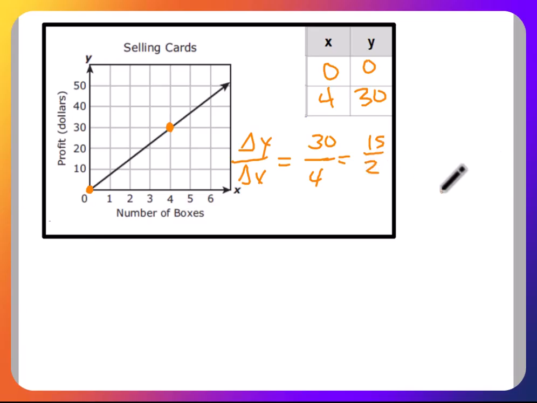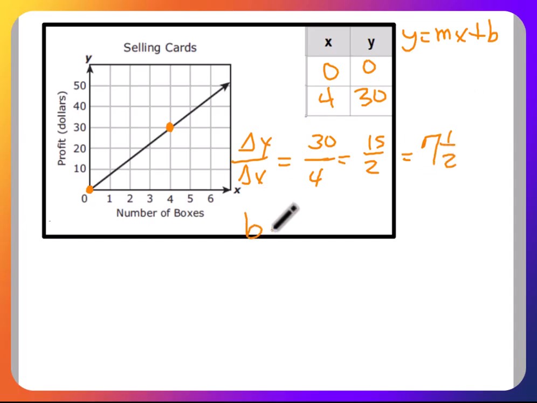You are more than welcome to leave it improper. That is fine. There is nothing wrong with it as long as it's simplified. But some of you are like, no, we need to change it back to a mixed number. That is definitely fine as well. So do your TIBO, top and bottom out. 2 divides into 15 7 whole times, and it leaves you a 1 remainder. So 7 1/2. So either one of these are just fine. This is going to be the m in your equation. Remember, our equation is y equals mx plus b. This is your coefficient, your m.